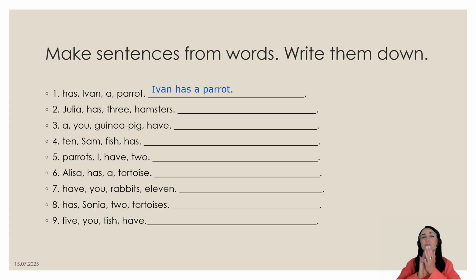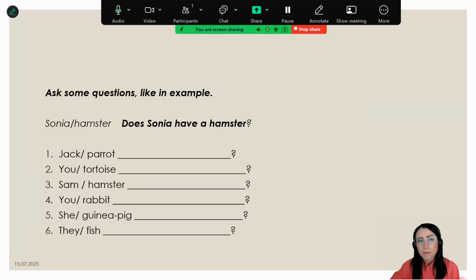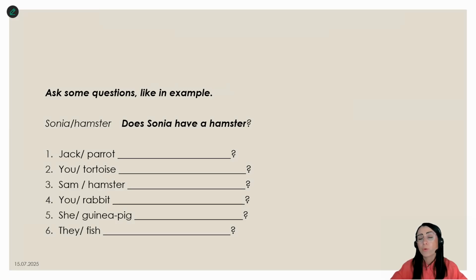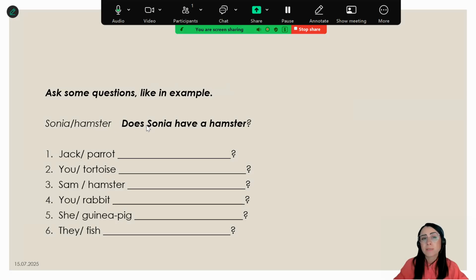Wow, that's great. I'm so proud of you. Let's get to the next slide. You have made positive sentences. Now let's make questions. Start your question sentences with do or does. For example, Sonia, hamster. You need to ask a question about if she has it, yeah? So you do it like this. Does Sonia have a hamster? Do the same with other sentences, please. Make a pause and write down your sentences.